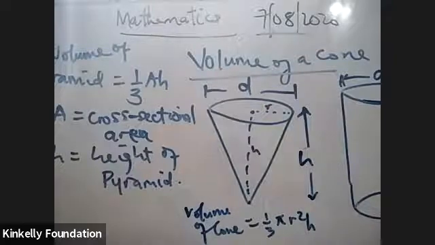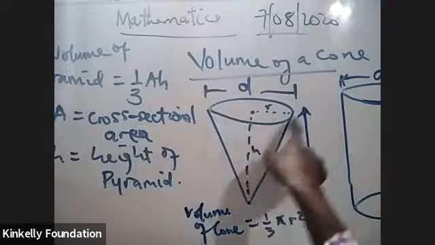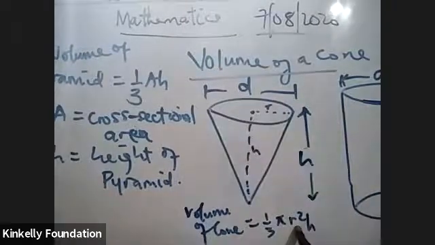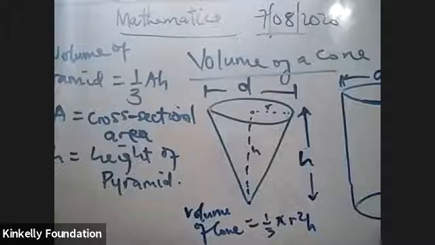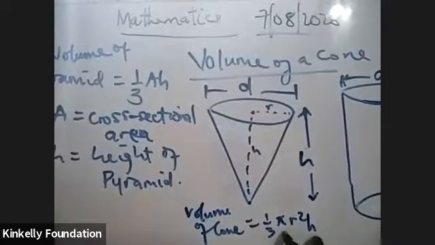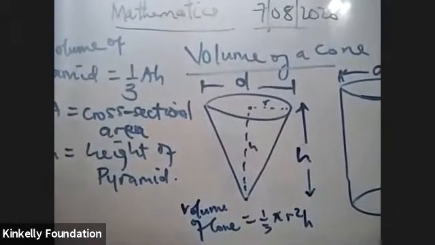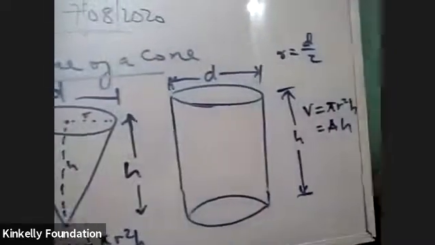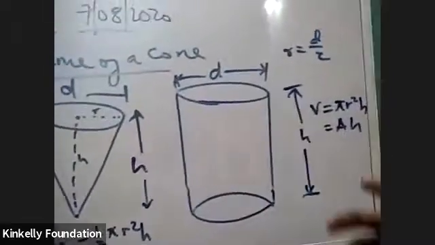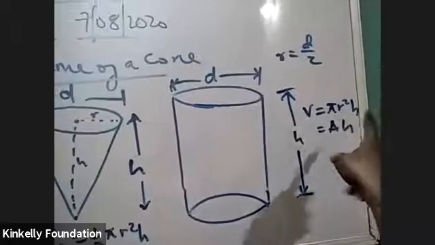From what we have here as cross-sectional area, which is this part, pi r square, that's the base circle, the area of the base circle times the perpendicular height. Now, if you check it, it has a relationship with the volume of a cylinder. The volume of a cylinder is pi r square h.